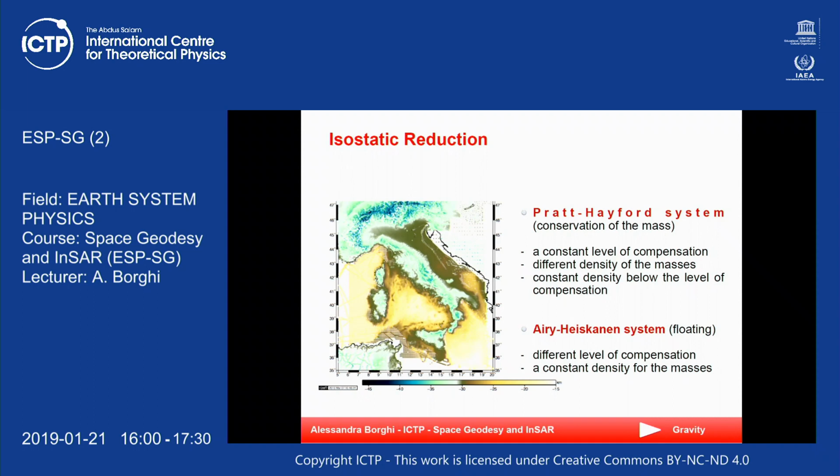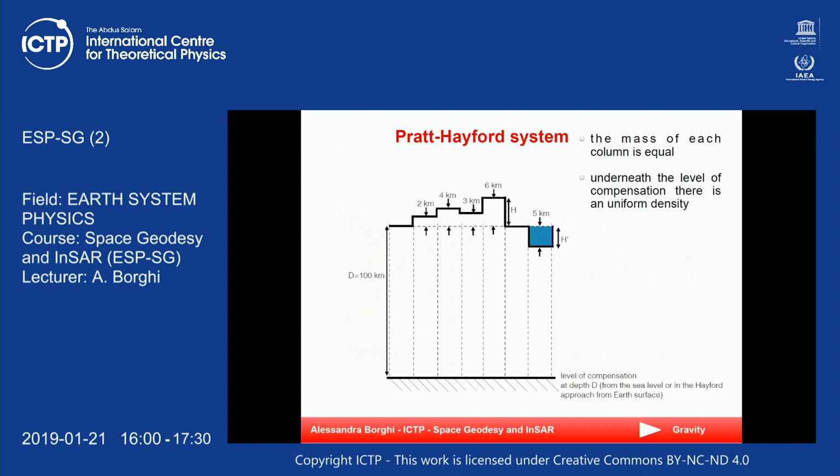One is the Pratt-Hayford system approach. They consider a constant level of compensation, as we are going to see in the figure, and use different densities for the masses. Instead the Airy-Heiskanen system uses the principle of floating. So they put different compensation levels, but with the same density of the material of the masses. We are going to see.